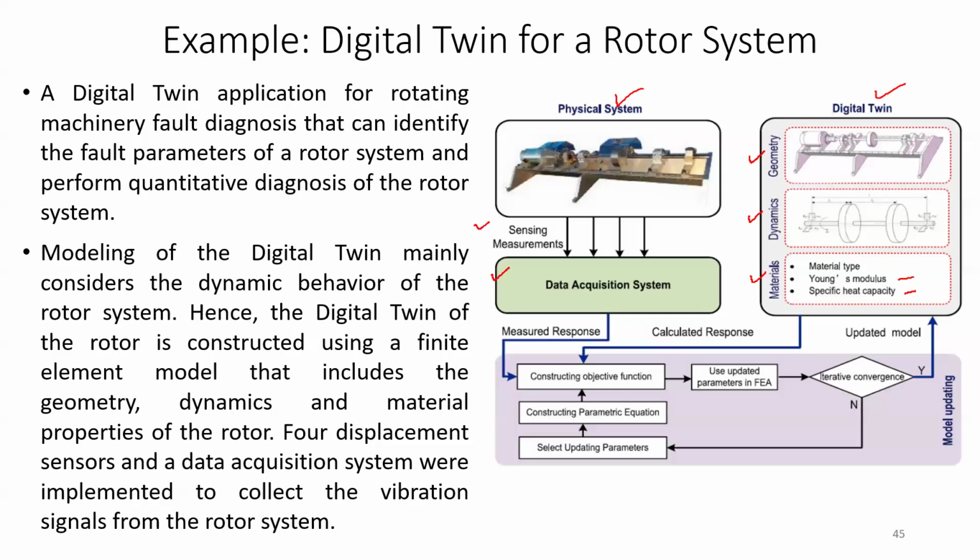On this right side here, we have the digital twin, which is continuously being updated, and it compares the measured values versus the calculated values, and then it updates the parameters of the model. This is done until it converges. Okay, the model parameters are converged.